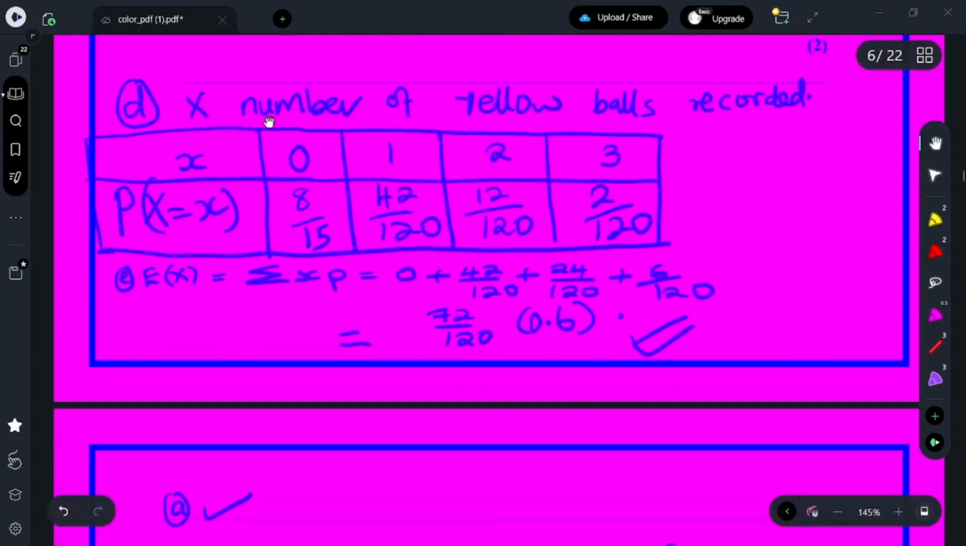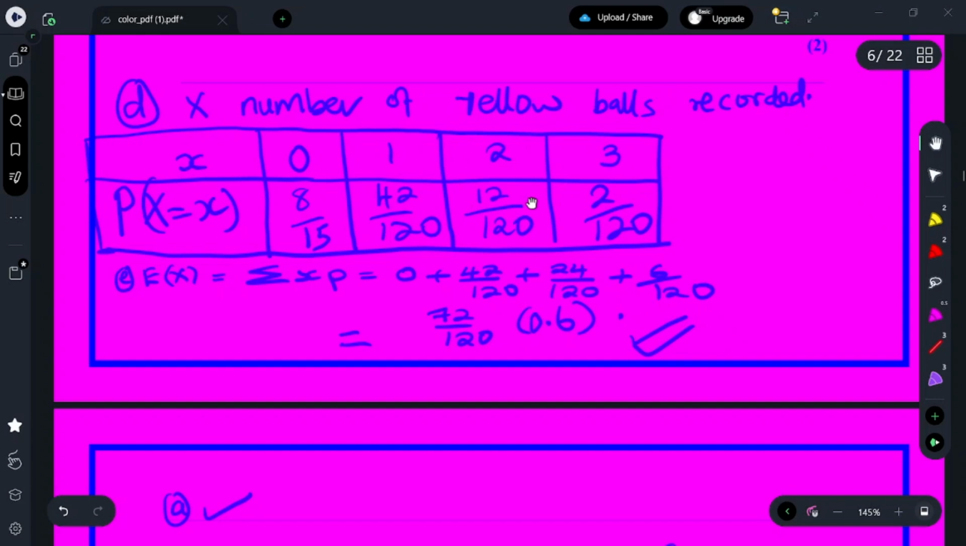Right. Let's see. X will take 0 yellow, that is when all recordings are red. And X takes 1 yellow: red, red, yellow, or red, yellow, red, or yellow, red, red. Then 2 yellows: yellow, yellow, red, or red, yellow, yellow, or yellow, red, yellow. The last one is when all are yellow.